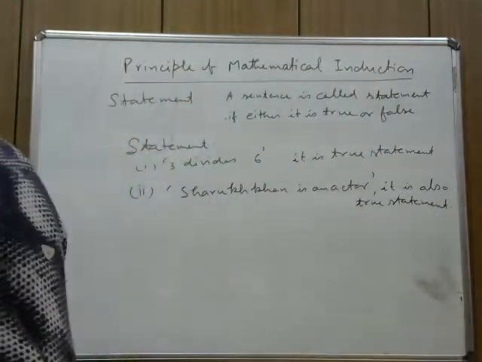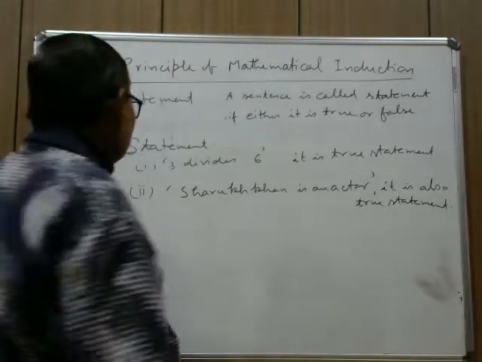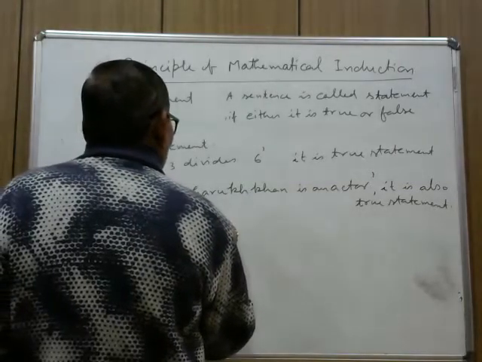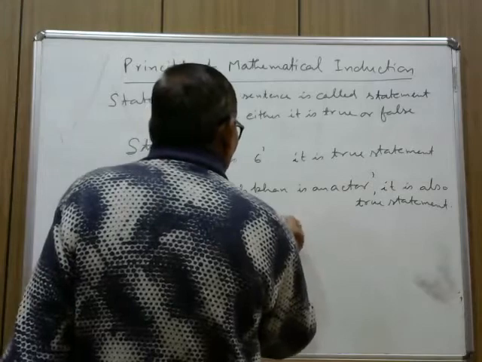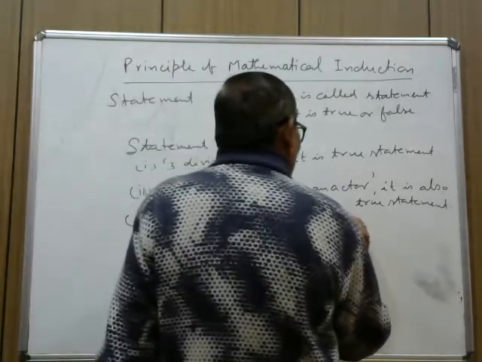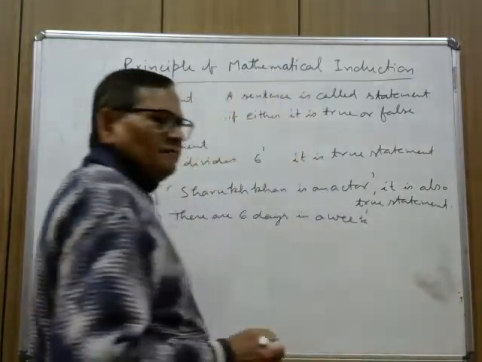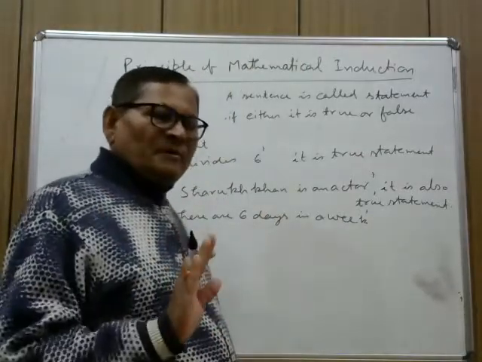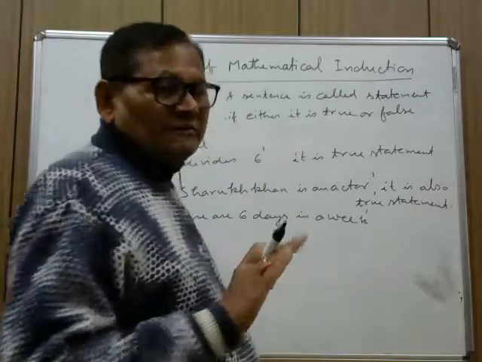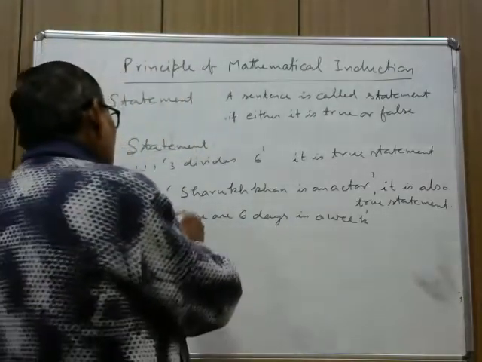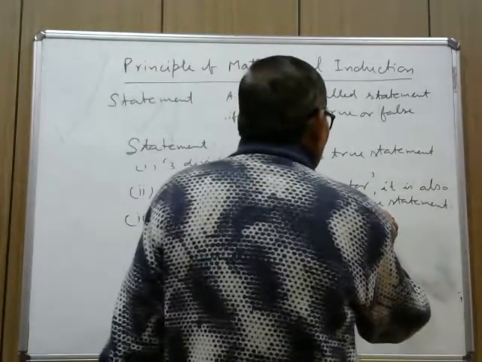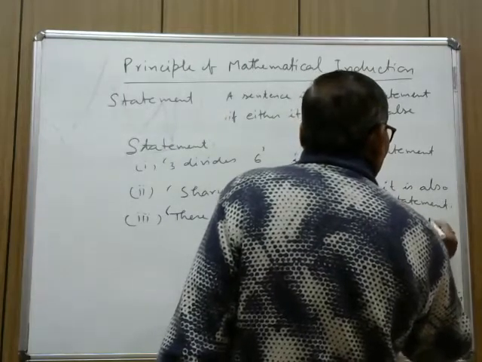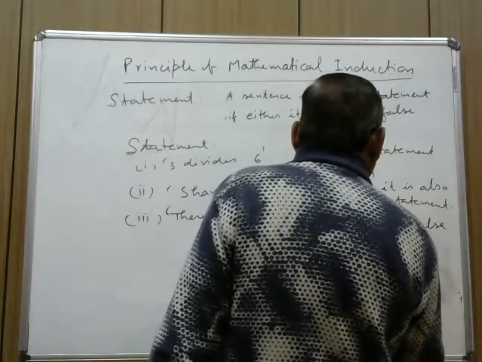Now, next, third, there are 6 days in a week. As you know that this is a sentence, but this is not a true statement. This is a sentence, this is a statement, but this is not true statement. Because there are 7 days in a week. Here you are given that there are 6 days in a week. So this is a statement. It is false statement.